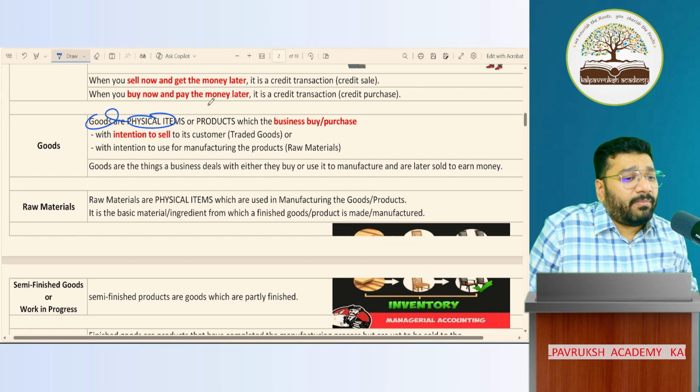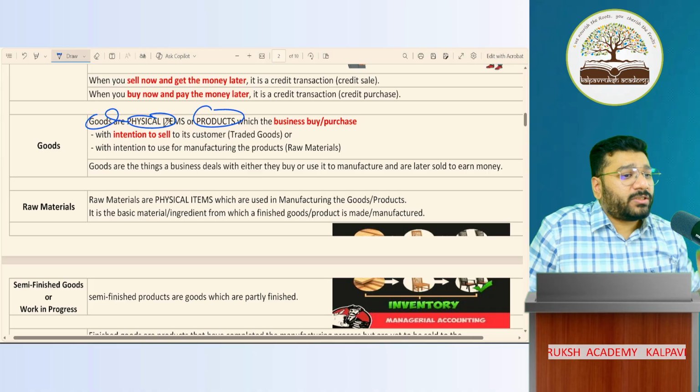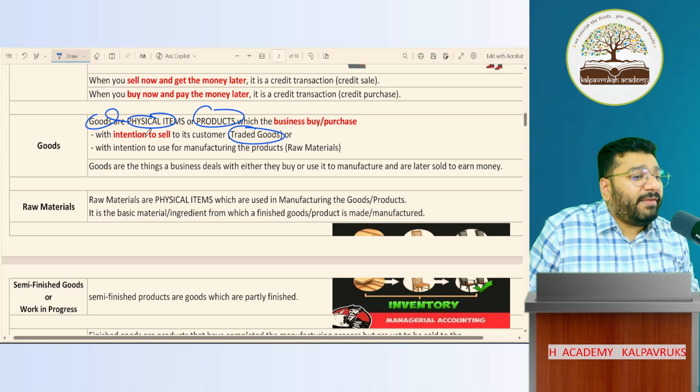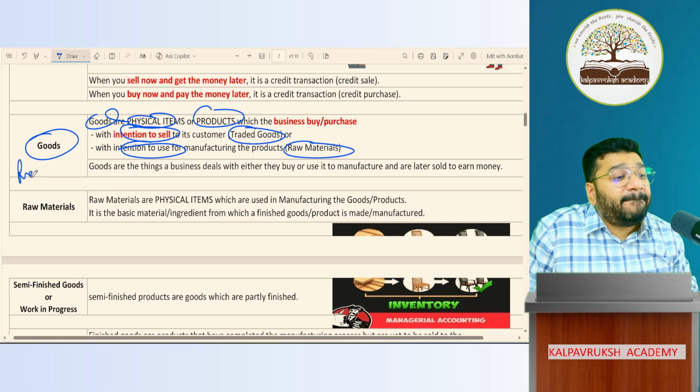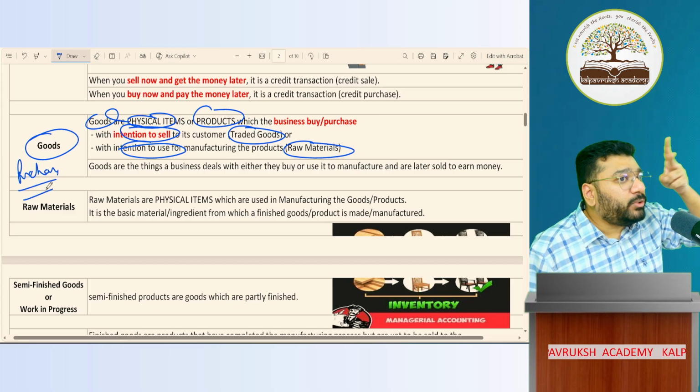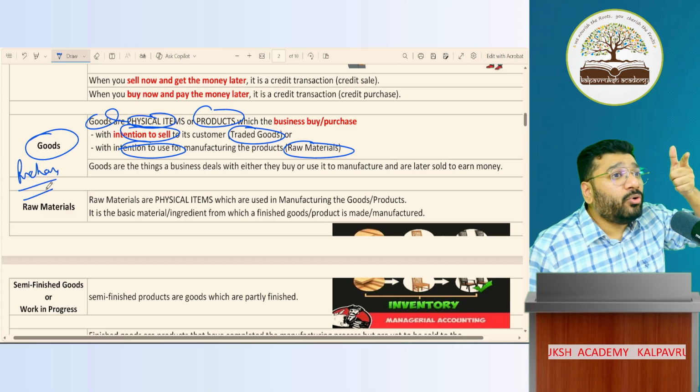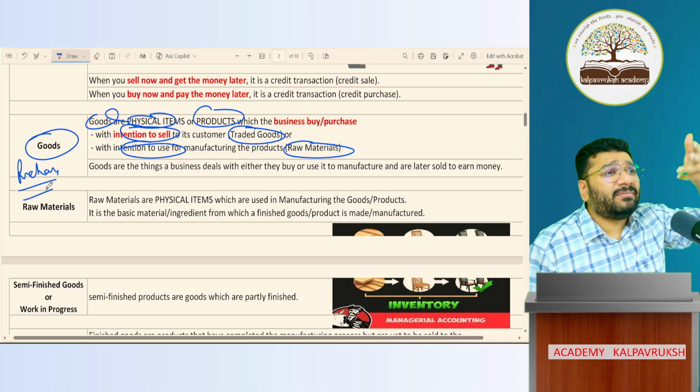Goods are physical items or products. There are only two things. One, traded goods, which you buy with the intention to sell. Second, you buy raw material with the intention to use. These two goods alone you purchase. In business, only two things you can purchase. One, traded goods. Second is raw material.